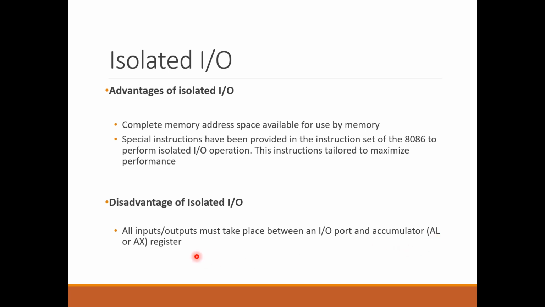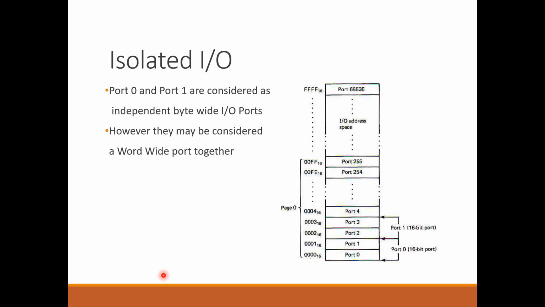So only those two registers are going to be used. This is the I/O address space where the isolated input-output interface is used, and the addresses are going to start from this location to this location, and each port can be used as an 8-bit port, where only 8 bits of data can be transferred through the data bus, but two consecutive ports can be used as a 16-bit port, or a word wide port.